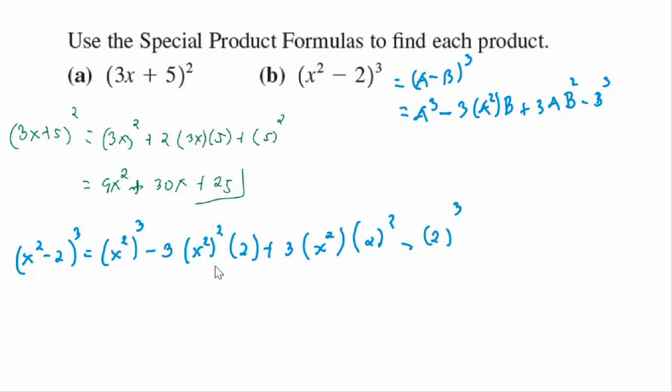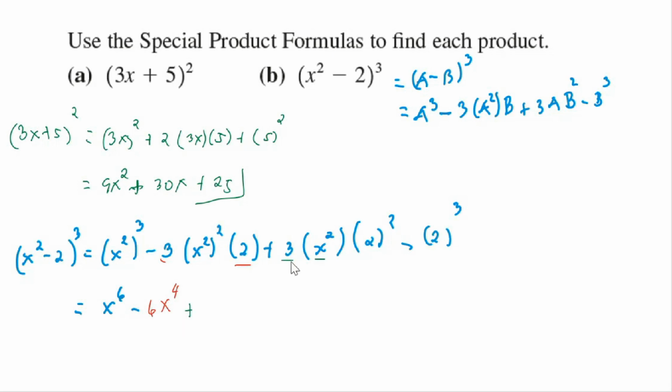Okay, so 1, 2, 3, 4. So there are 4 terms. Now, after we use that formula, you follow that formula. So we expanded the formula here, and then that's the time we are going to simplify further. So power to a power rule, we multiply the exponent. So therefore, x to the power of 6 minus, you multiply first this one, 3 times 2, we have 6. And then x squared raised to the power of 2, we have x to the power of 4.